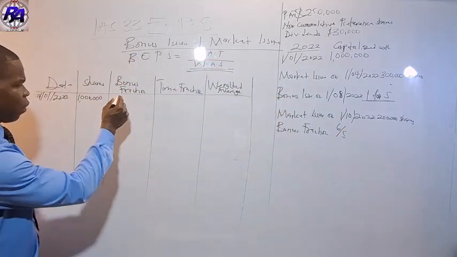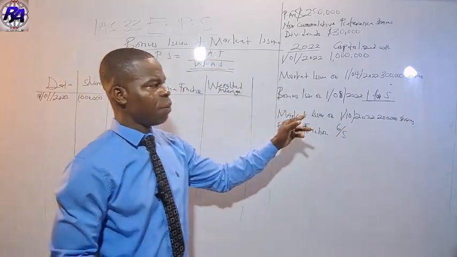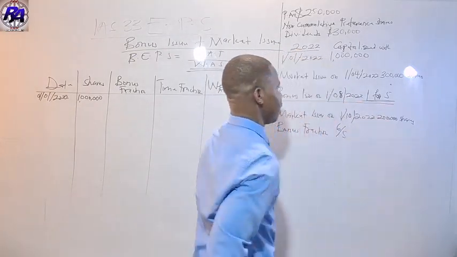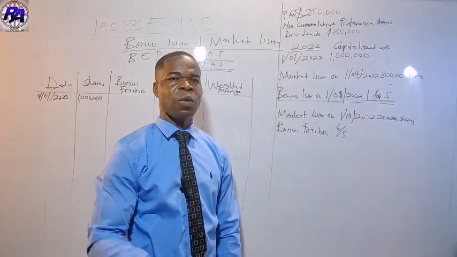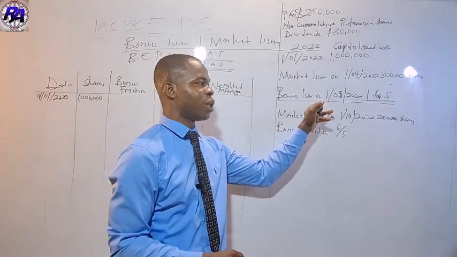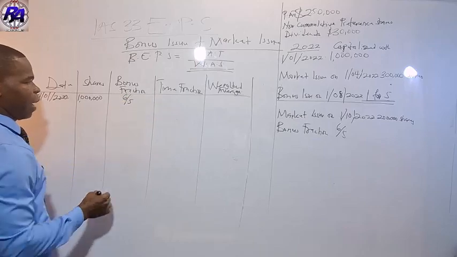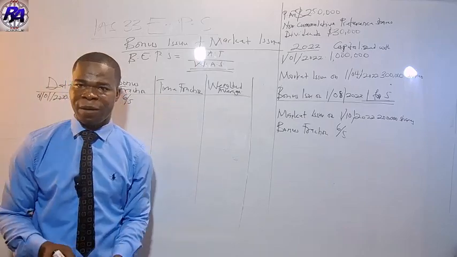So we are going to apply this bonus fraction up to the date that it was issued. Here our bonus fraction is going to be 6 divided by 5. Then we need to apply the time fraction here.